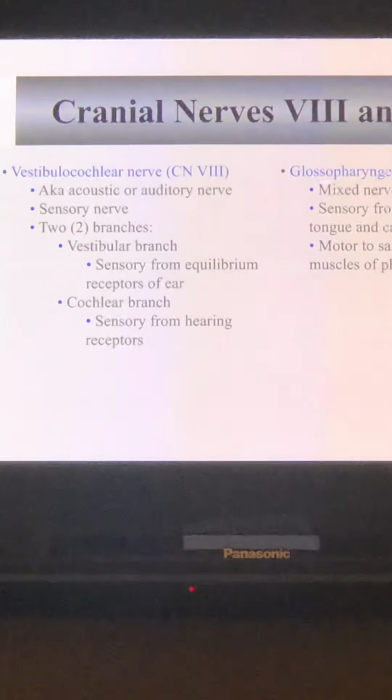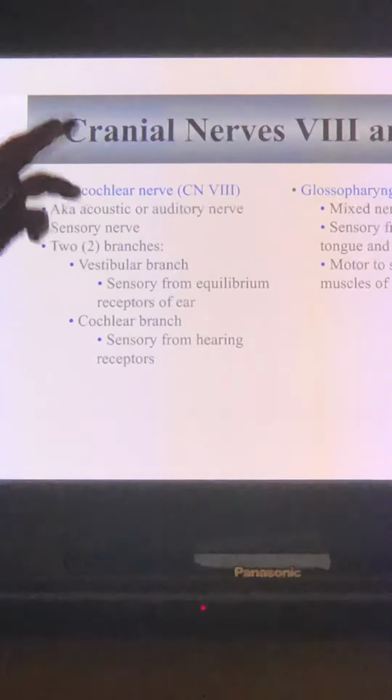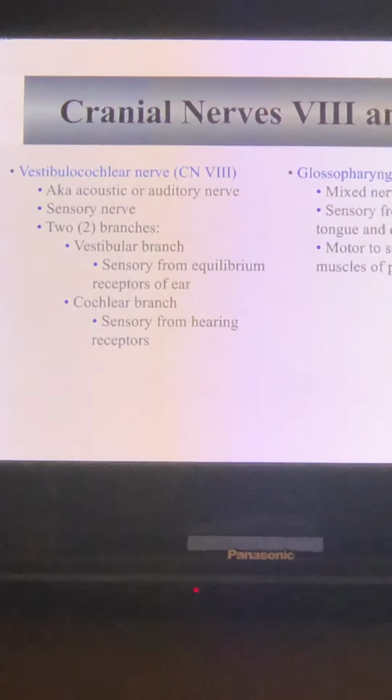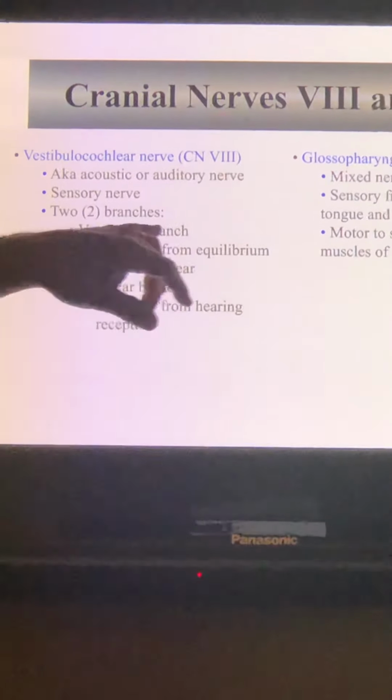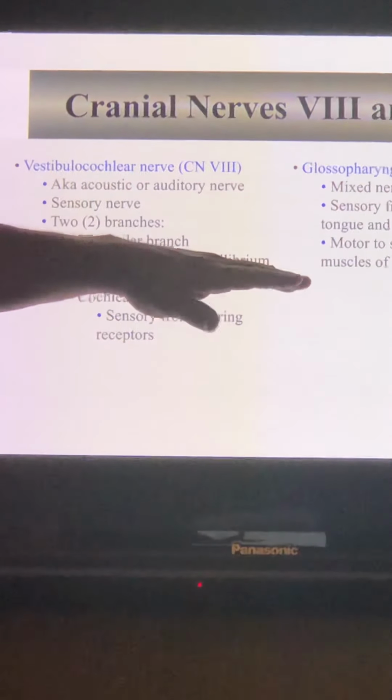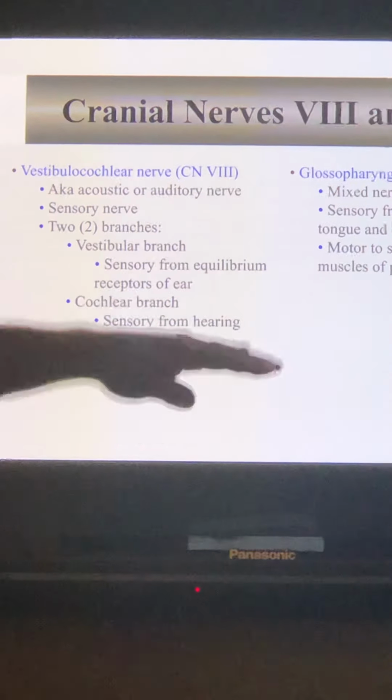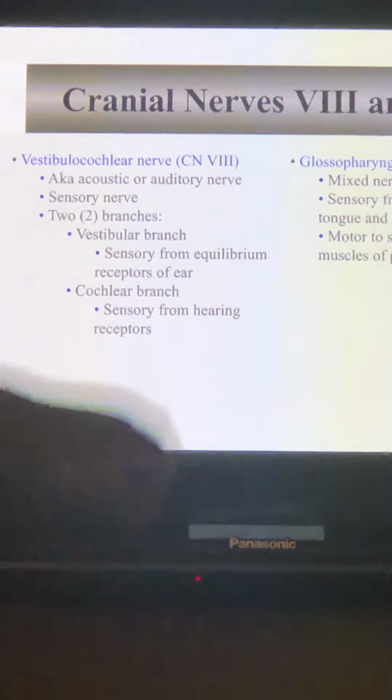Okay, cranial nerve 8, vestibulocochlear nerve. This will branch into two different parts, a vestibular branch and a cochlear branch. The vestibular branch has to do with equilibrium and balance. The cochlear branch, hearing, both sensory.